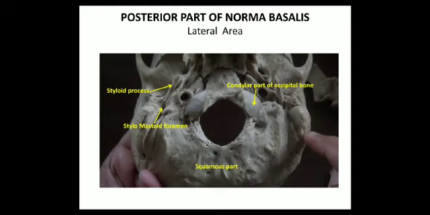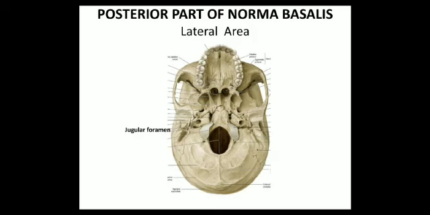The squamous part of the occipital bone, which is marked by the superior and inferior nuchal lines as mentioned earlier. The jugular foramen, which is the large and elongated foramen placed at the posterior end of the petro-occipital suture.